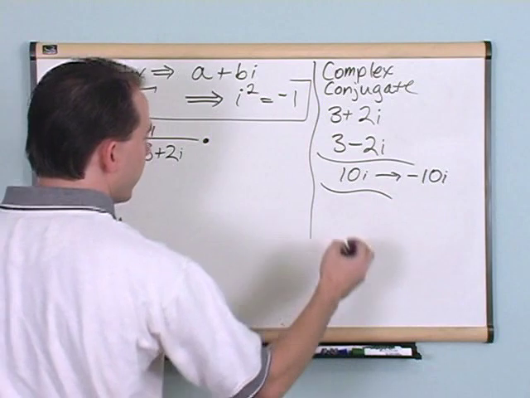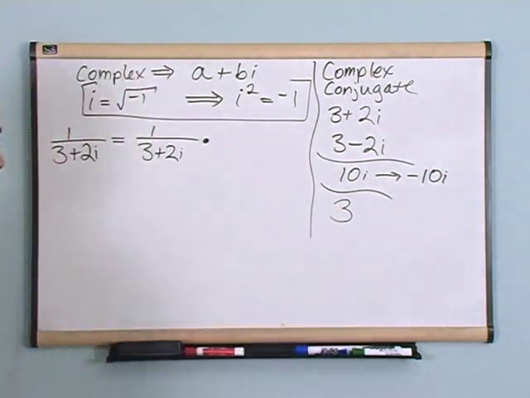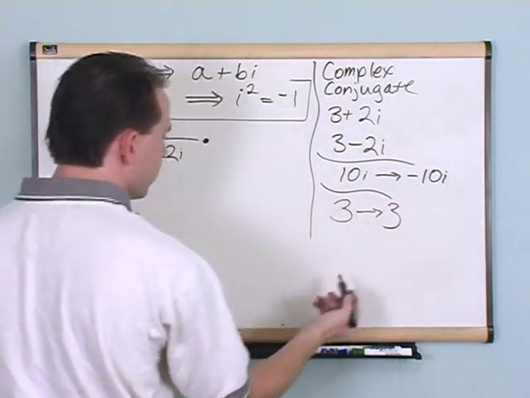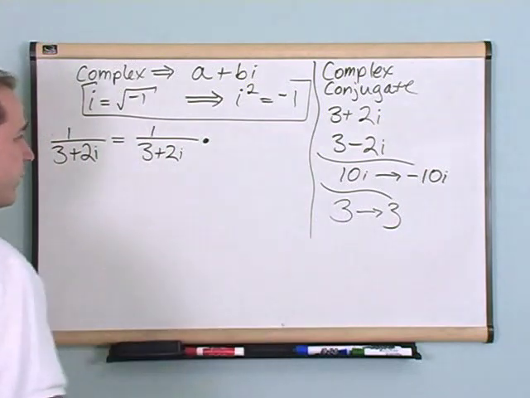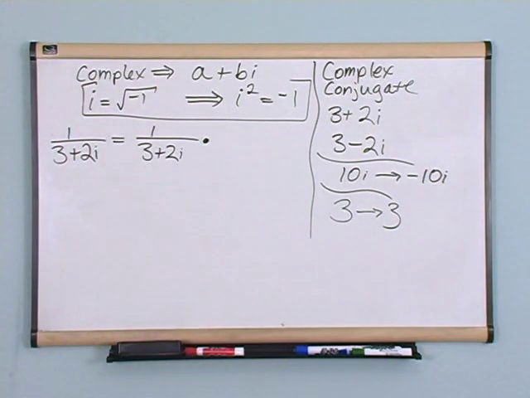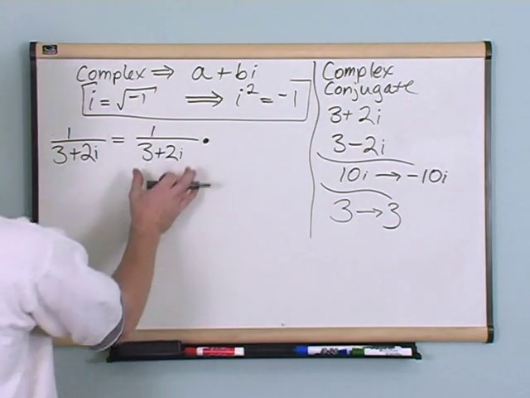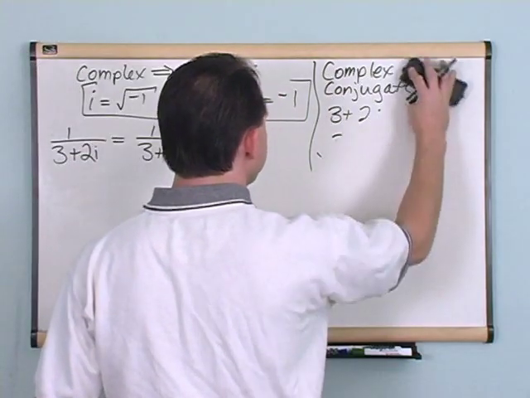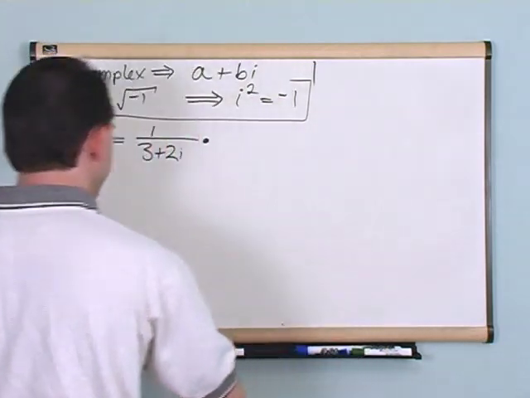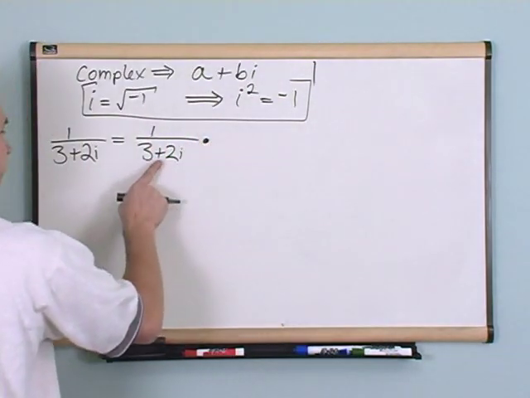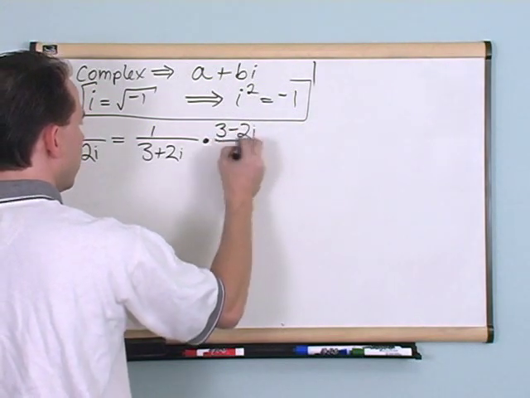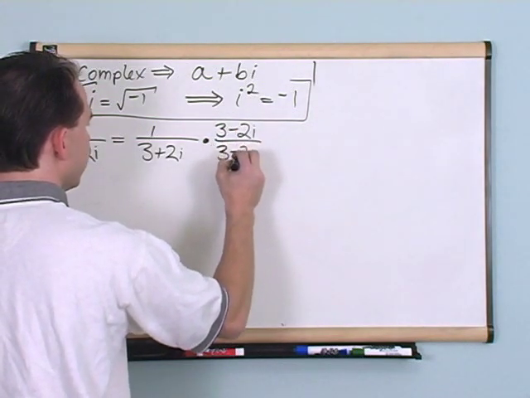Here's a bonus problem. What if I give you the number 3? It has no imaginary part. What's the complex conjugate? Well, the complex conjugate of 3, if it's a real number, is just 3. There is no imaginary component, so you can put a negative in front of it, but it's just going to yield the same thing. So now that we know what a complex conjugate is, what you do is multiply top and bottom by the complex conjugate of the denominator: 3 minus 2i over 3 minus 2i.